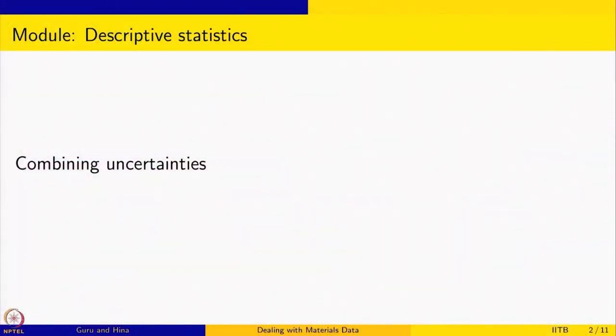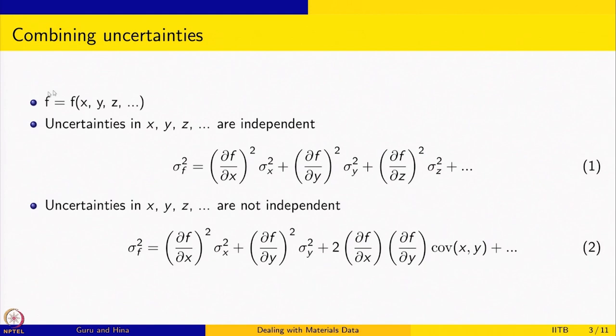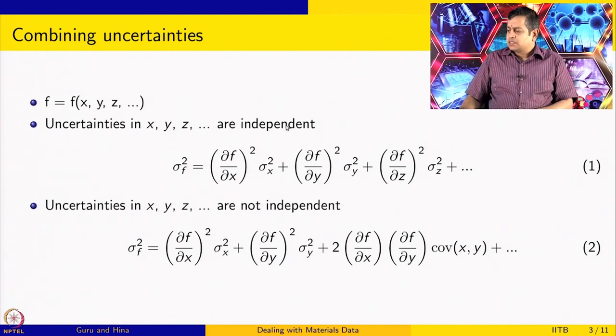So, this is about combining the uncertainties, and how do we combine uncertainties? Suppose we have a quantity F, and this quantity F depends on these variables x, y, z, etc. And if you assume that the uncertainties in x, y, z, etc. are independent, then the variance in the quantity F is given by this formula, where you take the partial derivative of F with respect to x, square it, multiply by the variance, and again take the partial derivative with respect to y and multiply by the variance and so on.